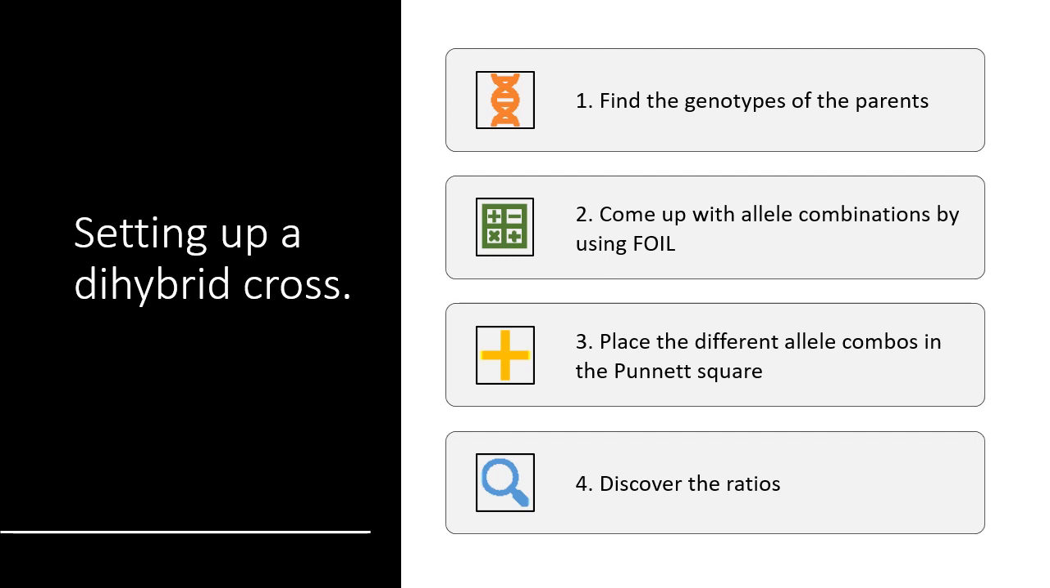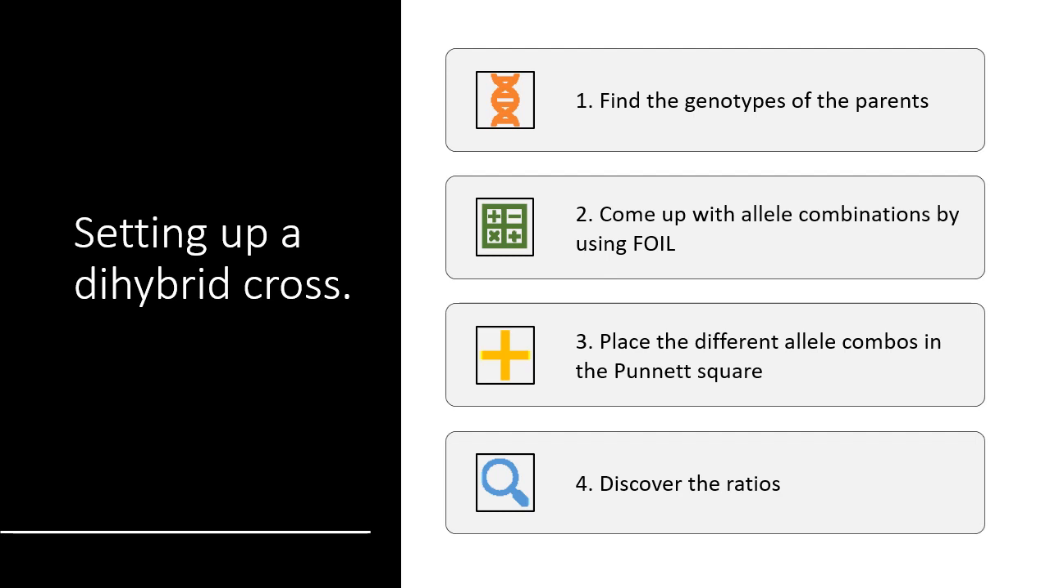Step one, we need to find the genotypes of the parents. So it's super important that you list out what are the traits of two parents. Remember that when you're talking about two different traits, they've got to have 2 letters for each trait. So you're going to see a total of 4 letters for each parent. Then you need to come up with allele combinations by using FOIL. That's right, first, outside, inside, last. That math technique that you love so much, we're using it in genetics.